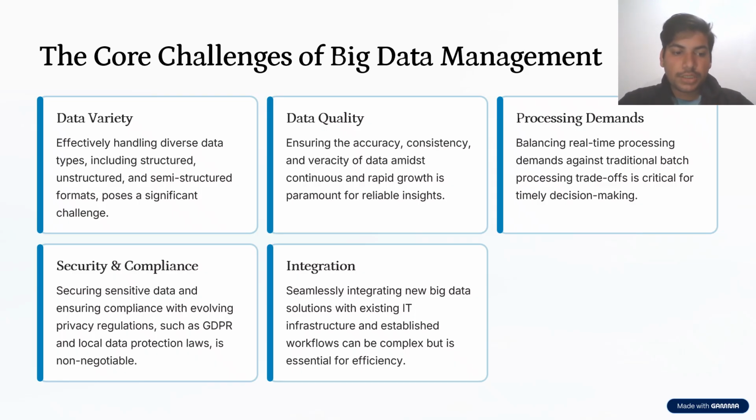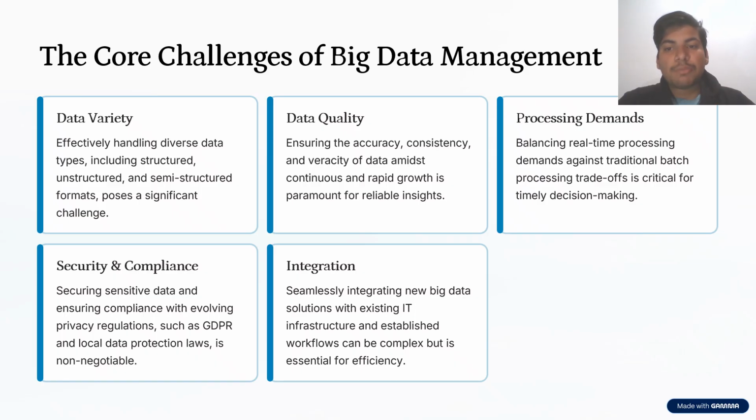Okay, now we start with the first, data variety. Effectively handling diverse data types, including structured, unstructured, and semi-structured formats, poses a significant challenge. Now move to the second challenge. The second challenge is data quality, ensuring the accuracy, consistency, and validity of data amidst continuous and rapid growth in order to derive insight.